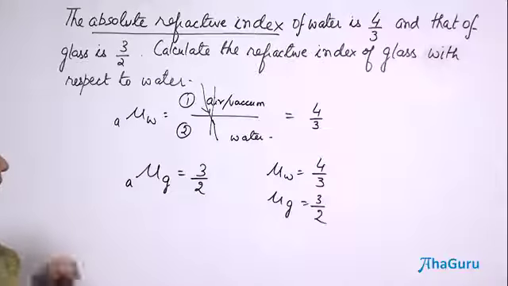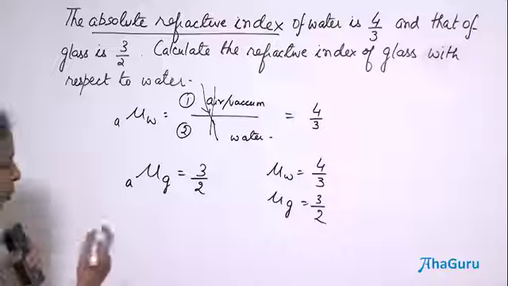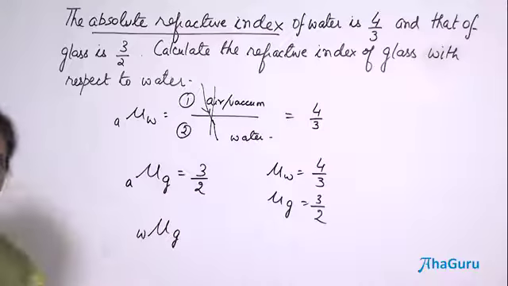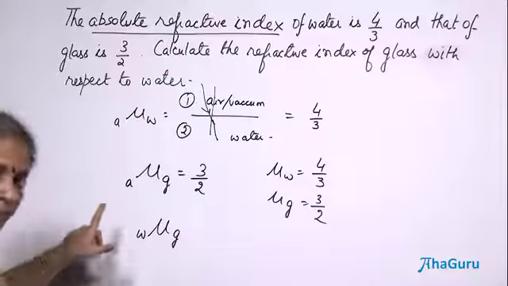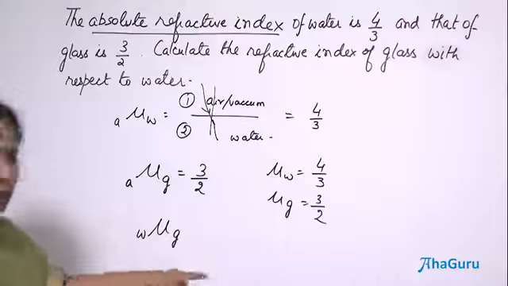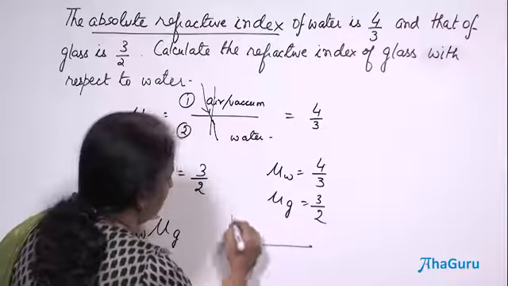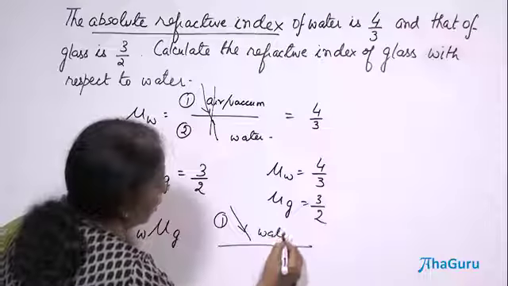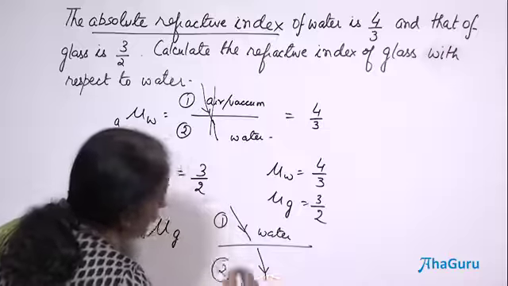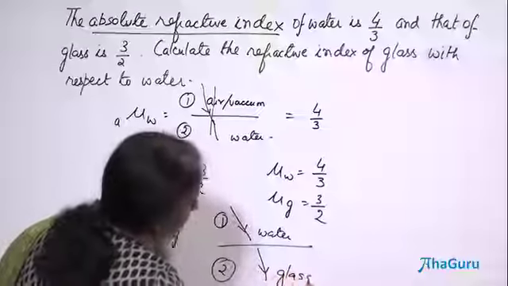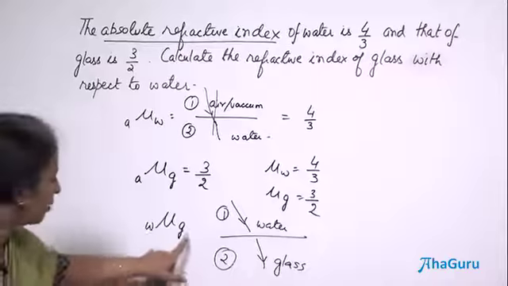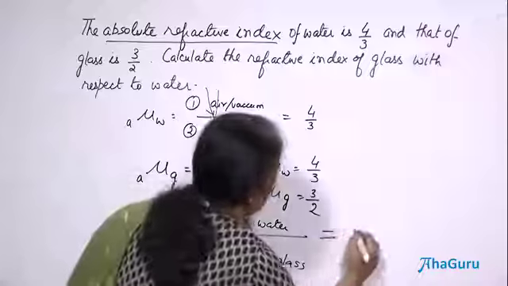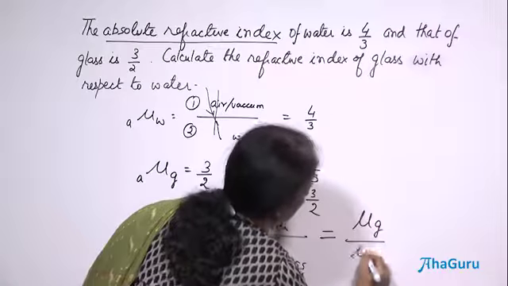Calculate the refractive index of glass with respect to water. How do we write refractive index of glass with respect to water? What does this mean? The ray of light is coming from water into glass. So, the first medium, the medium number 1 from where the ray of light is coming, that is water, into which it is going, that is the second medium, that is glass. So, now we say refractive index of glass with respect to water. This is how we write, and the formula for this is mu G by mu W.